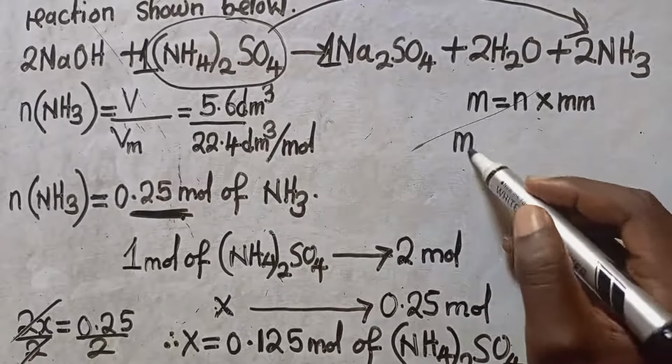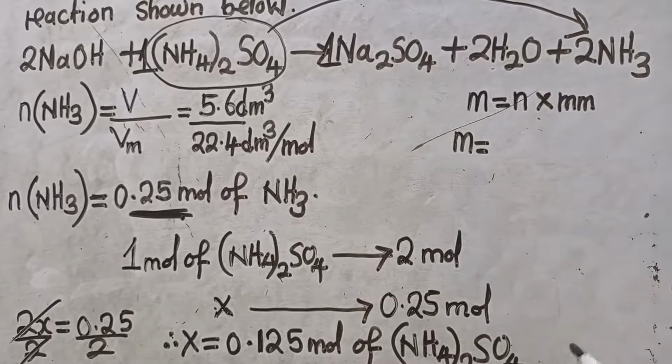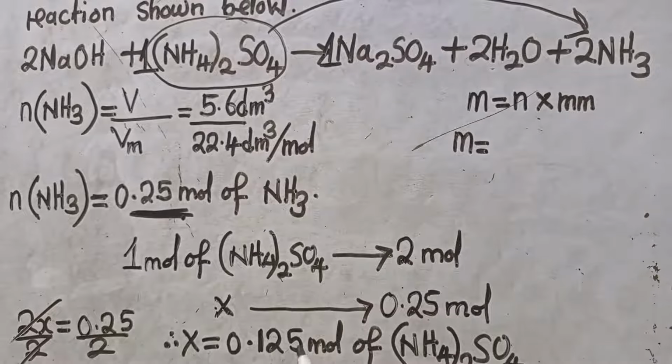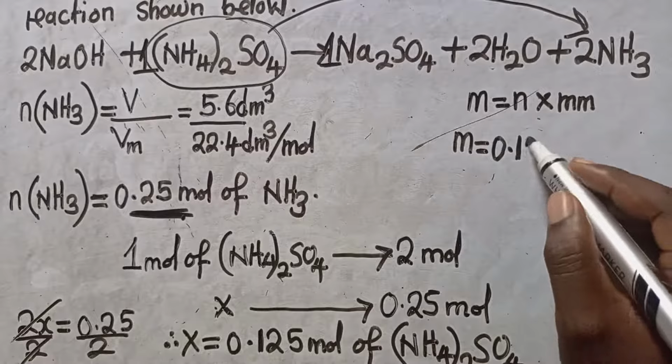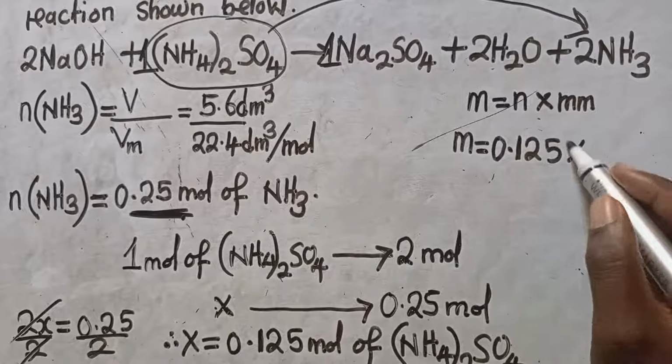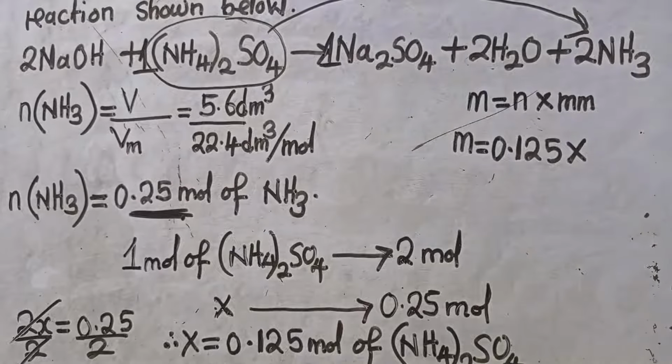I say mass is equal to the number of moles, which is the one I've calculated. I just put it there nicely, 1.25 times. Now we've reached the point where I was saying that if you are not understanding these things, this is a combination of all of them. So if you are facing a challenge, it's better you go back to what we did on moles to mass. You are supposed to understand them clearly.